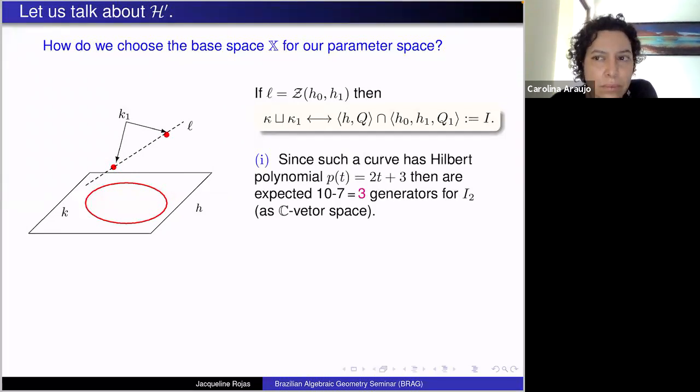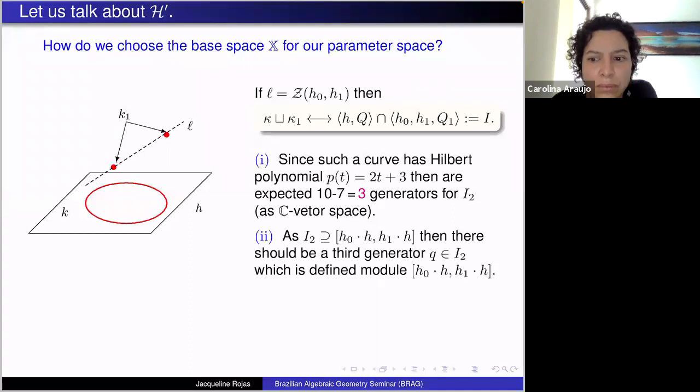And the other point is that if you look for curves with Hilbert polynomial 2t plus 3, then quadrics in P3 form a vector space of dimension 10. Then you expect three generators for I2. I2 is the degree two part of the ideal I as a vector space. Then you think this way: I2, this is a vector space, contains the subvector space generated by H0H, H1H. These are two quadrics, in fact. Then there should be a further generator Q of I2, defined modulo H0H, H1H.